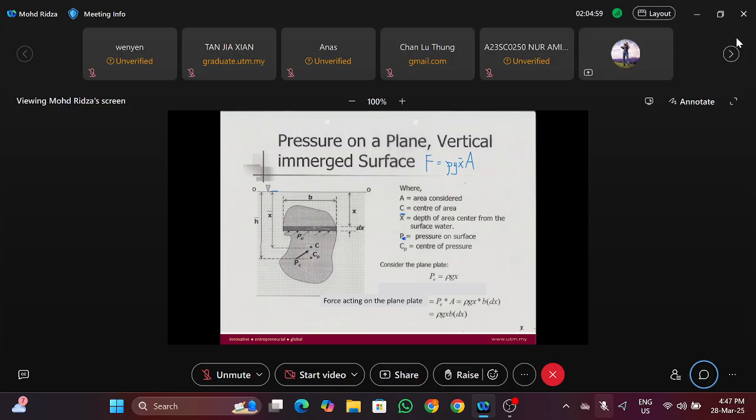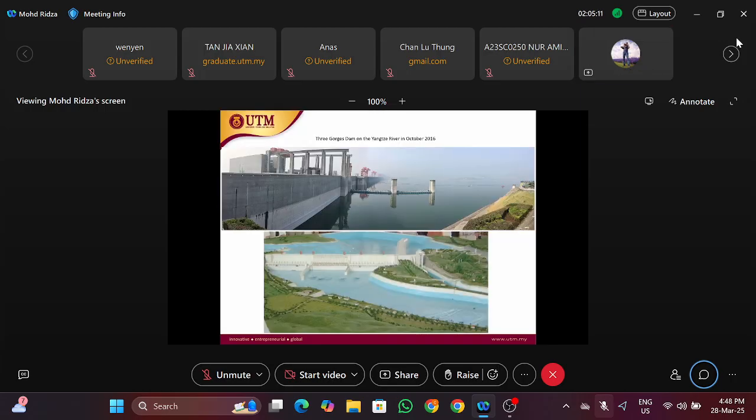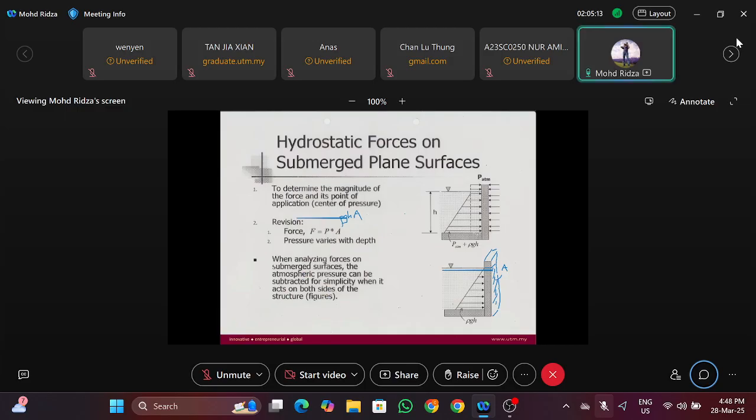Right. Rho G X bar A. Okay, this is the force. So the force is pressure. Let me go back first. If you see, pressure acts at the whole surface. But when you have already calculated force, it's going to act at one point. Rho G X bar A, when you calculate force, is only at one point. It's not at the whole.